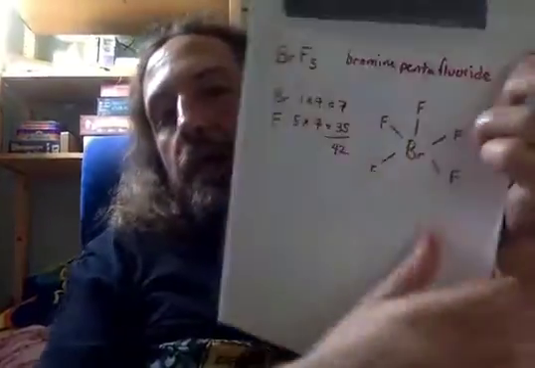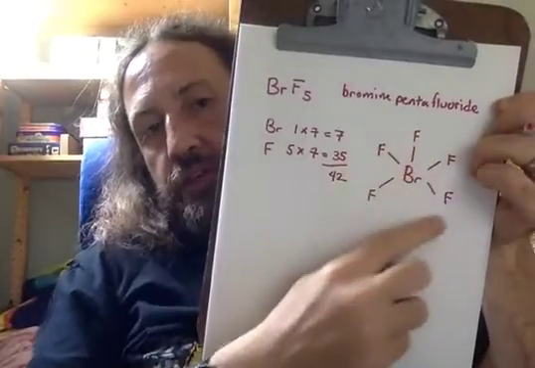Now, again, the central atom has to be bromine because it can violate the octet rule, whereas fluorine just can't. Okay? And so I have 5 fluorines, and I'm going to attach 1, 2, 3, 4, 5: fluorine, fluorine, fluorine, fluorine, fluorine, and that's going to be my skeleton.